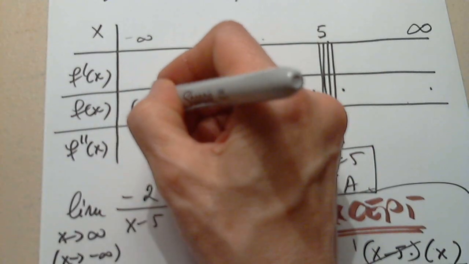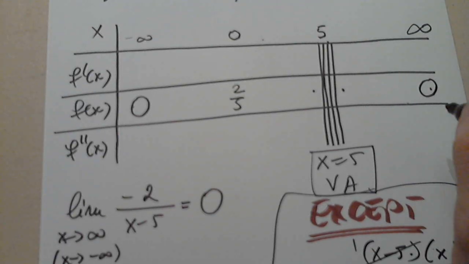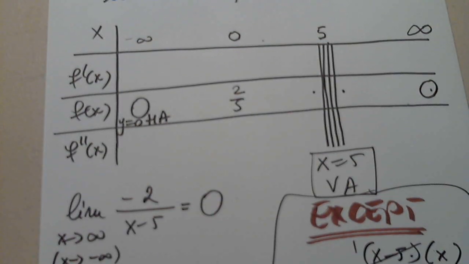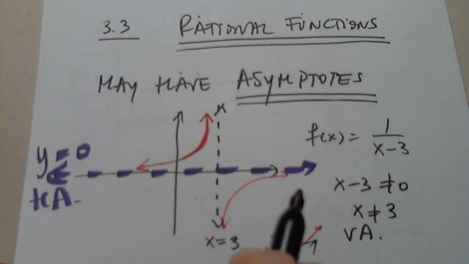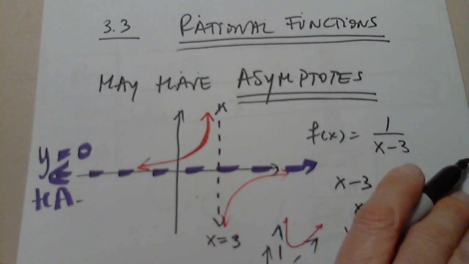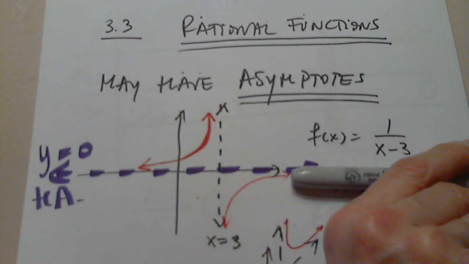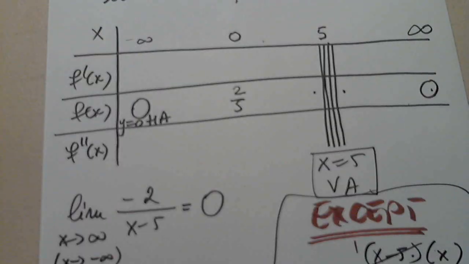So 0, 0. What does that mean? Y equals 0 is a horizontal asymptote. How come? As x goes to infinity, the function values get closer and closer to 0. So this must be a horizontal asymptote. The same thing on the other side.